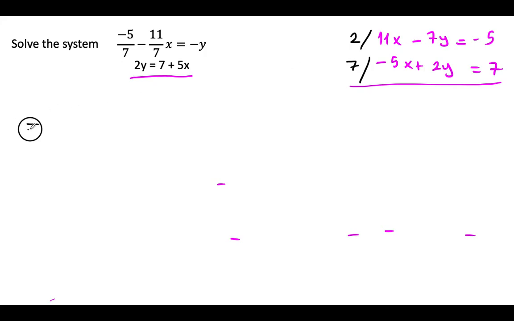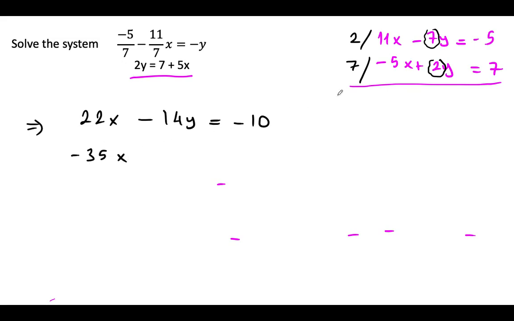So let me write one more time. What did I do actually? I took this one and put it here as a multiple. So the first row: 2 times 11x is 22x, 2 times negative 7 is negative 14y, 2 times negative 5 is negative 10. And the second row: 7 times negative 5 is negative 35x, 7 times 2 is positive 14y, equal to 49.